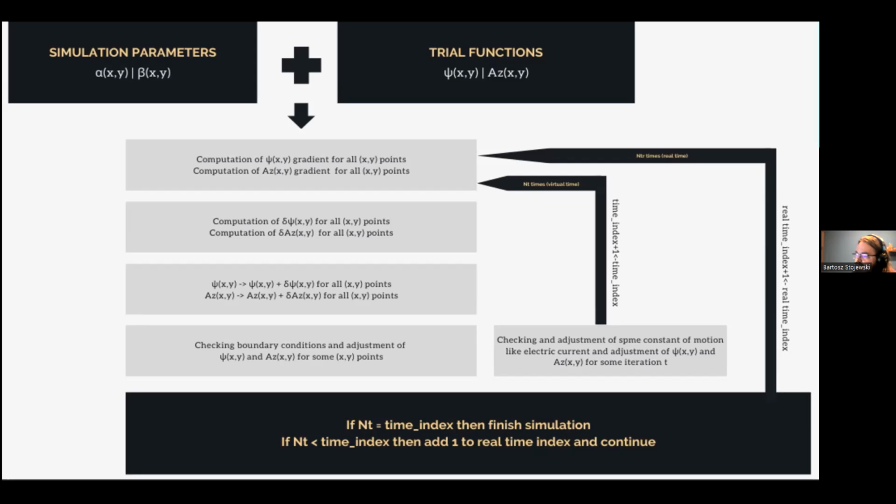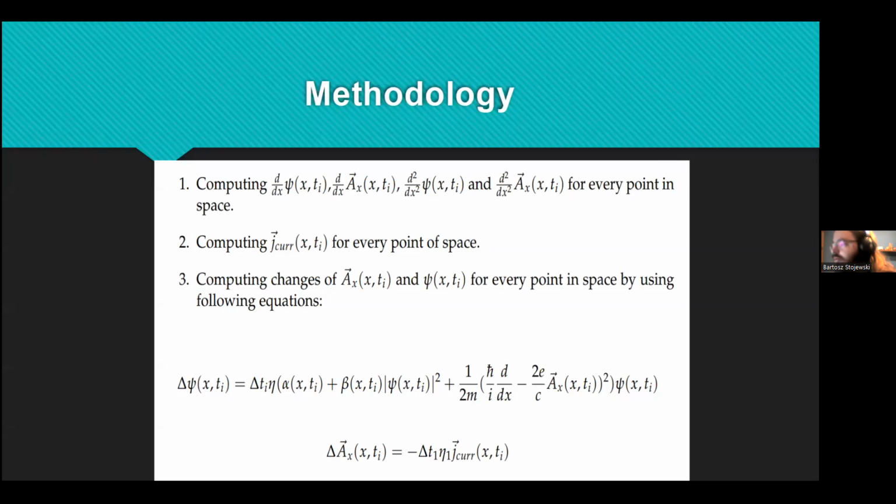The graphic presented on this slide is a diagram that shows how I use the relaxation method. I'll describe those in detail on the next slides. So first we compute d/dx of psi, which is our wave function, and d/dx of A, which is our vector potential field, a gradient, and the second derivative of psi and second derivative of the vector potential for every point in space. Then we compute the electrical current for every point in space.